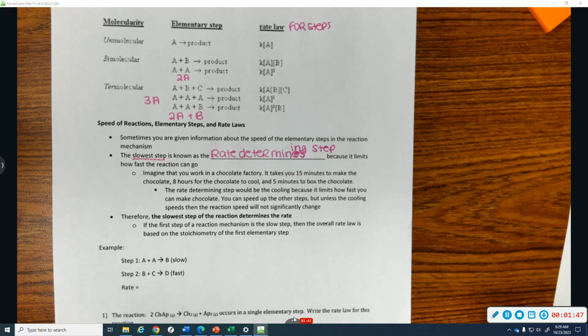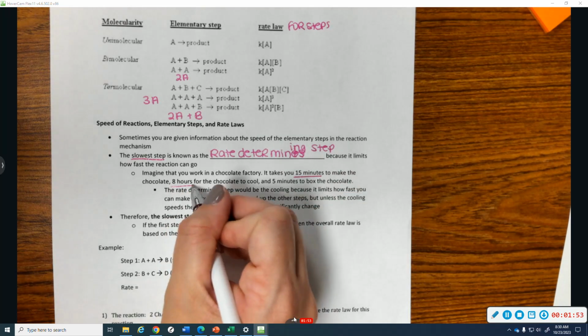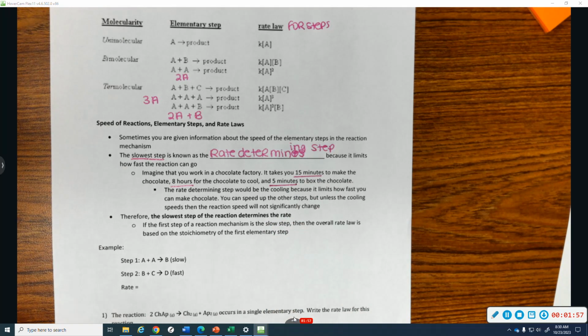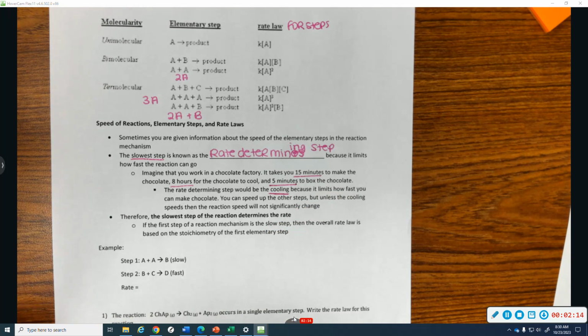For example, if you were in a chocolate factory, it takes you 15 minutes to make chocolate, 8 hours for the chocolate to cool, 5 minutes to box it. You could probably speed up making the chocolate. You can speed up boxing the chocolate. You can't really speed up the chocolate cooling because that's how long it's going to take. And so our rate determining step would be the cooling, because that is the slowest part of this process and determines how fast you can make it.